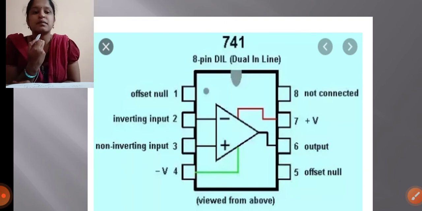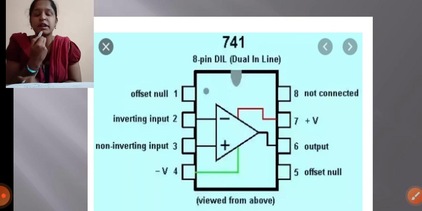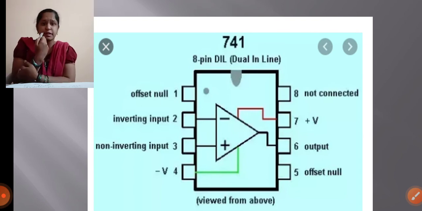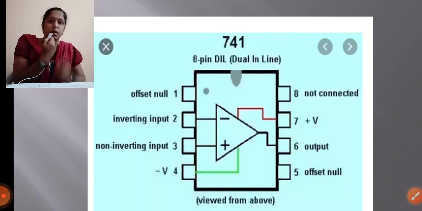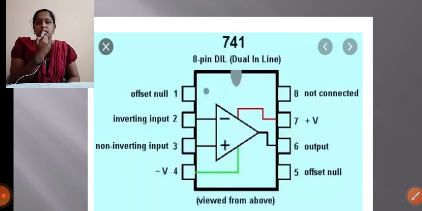Inverting, I have already explained, is the inverting input. If you are giving a sine wave, you can get a cosine. Non-inverting, there is no signal change in that one, you can get the same output. Minus V and plus V are the power supplies.